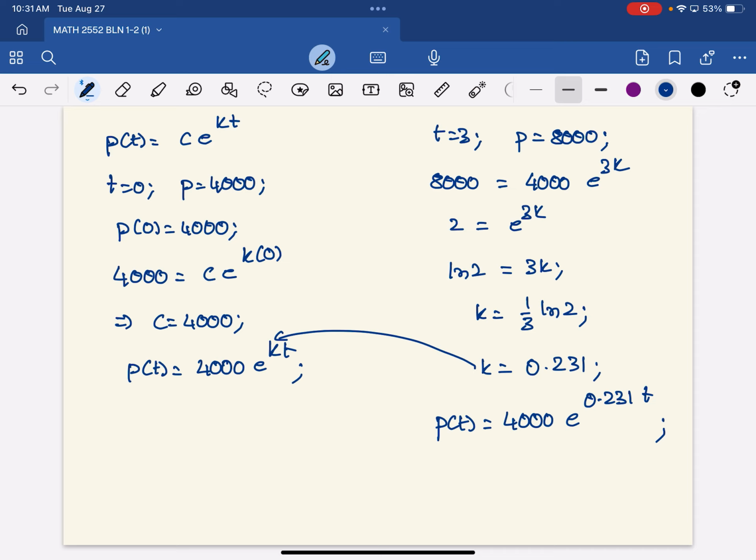Yes. Would we also, on a test, what if we kept it as 1/3 ln 2 and then evaluated it so it became 2 to the t over 3? Would that be fine? It's fine.